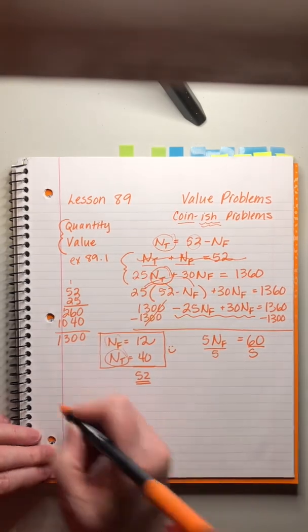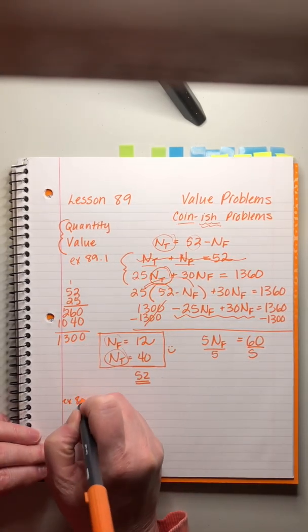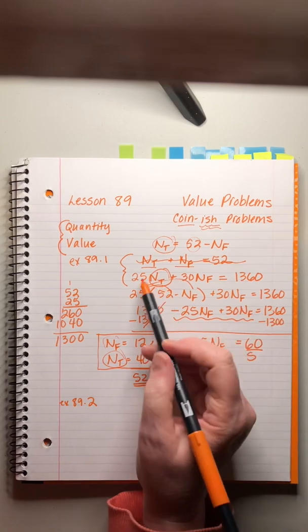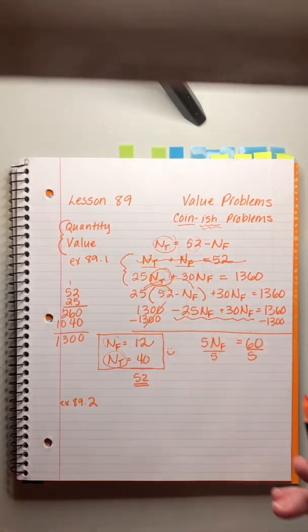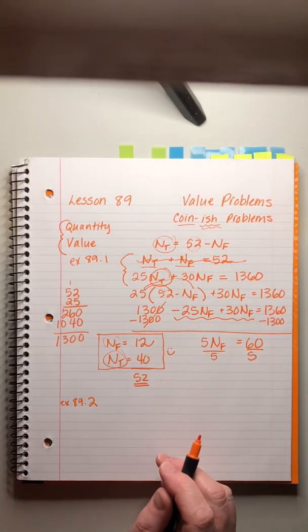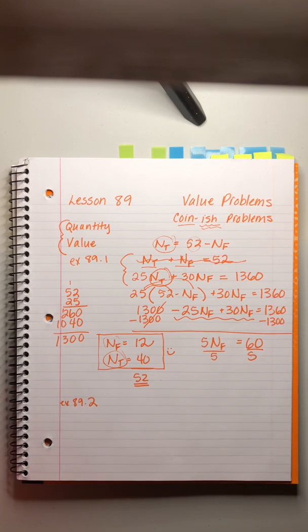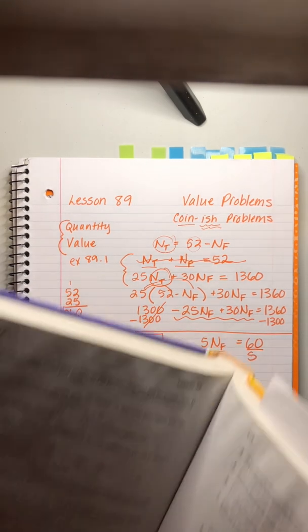Okay, that's 89.1. Let's start 89.2 right here. And the hardest part of this is just setting up the equations. Solving it should not challenge you too much. Okay, ready? Here comes another great story. I love the stories John cooks up for these.